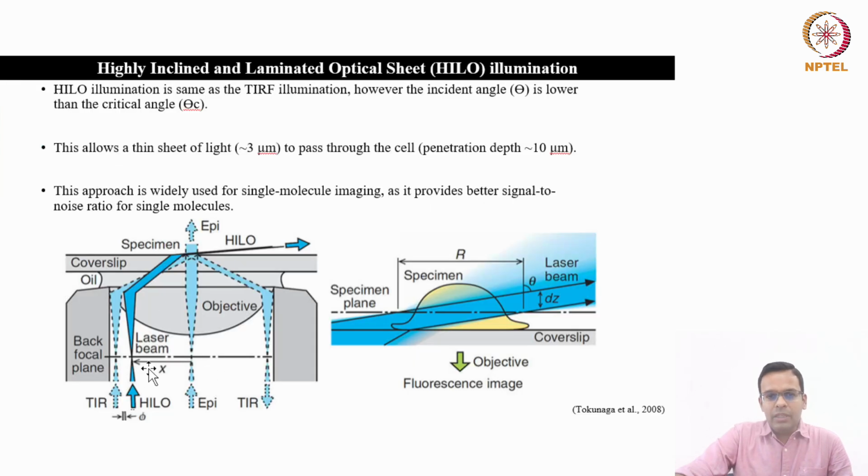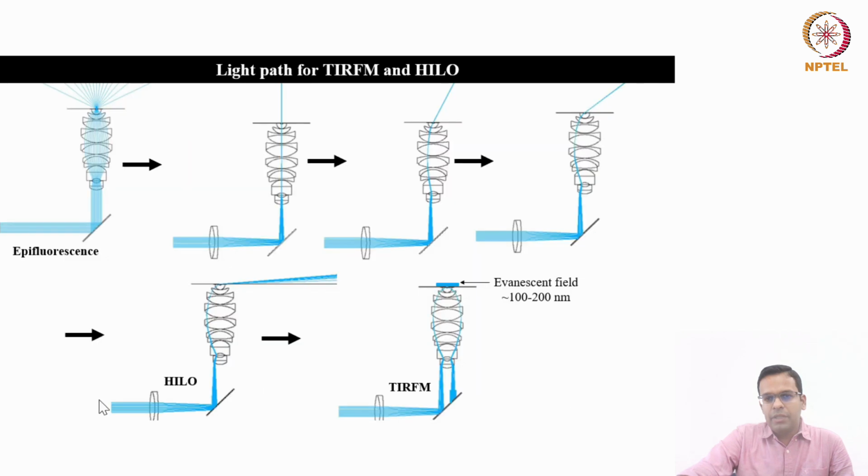So see, in this diagram, for TIRF illumination the light will enter from this end. It will be totally internally reflected in the objective lens, and the light will come out from this side, okay, because it's a total internal reflection. Whereas for HiLo, the light will enter from this point, and a thin sheet of light will pass through the sample like this. So here the light will not be internally reflected, but a thin sheet of light passes through the sample like this.